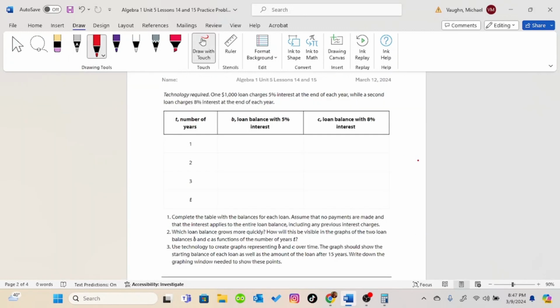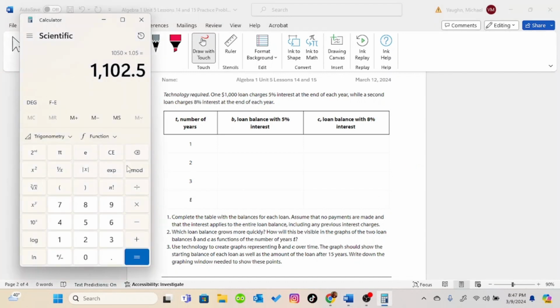One $1,000 loan charges 5% interest at the end of each year, while a second loan charges 8% interest at the end of each year. Number 1. Complete the table with the balances for each loan. Assume that no payments are made and that the interest applies to the entire loan balance, including any previous interest charges.